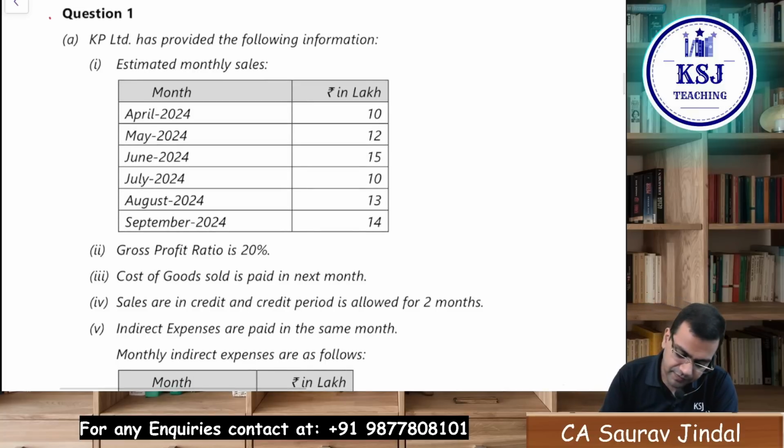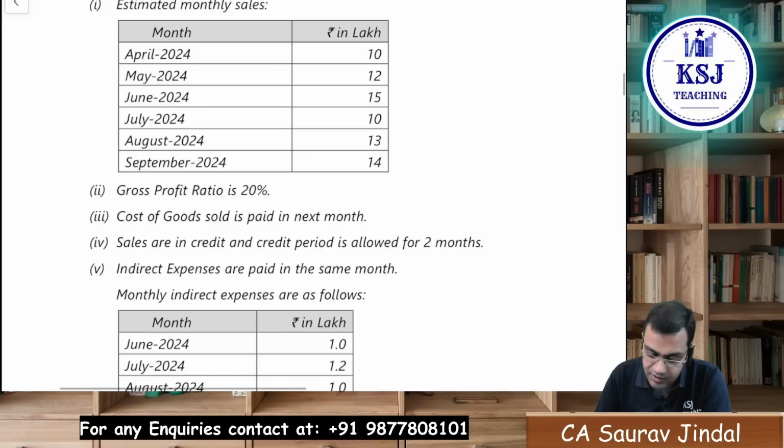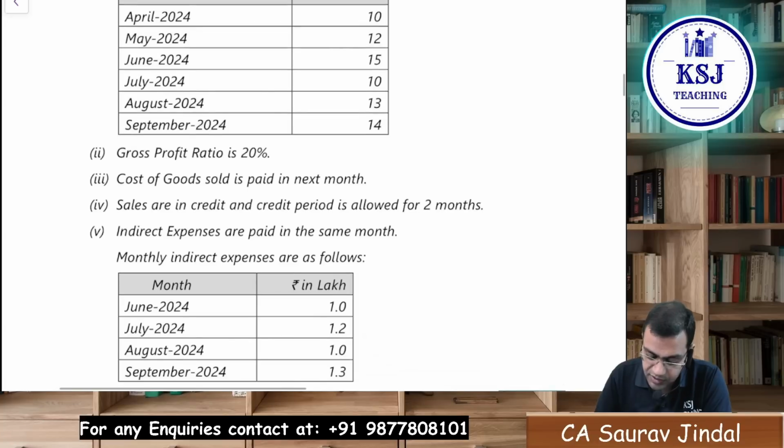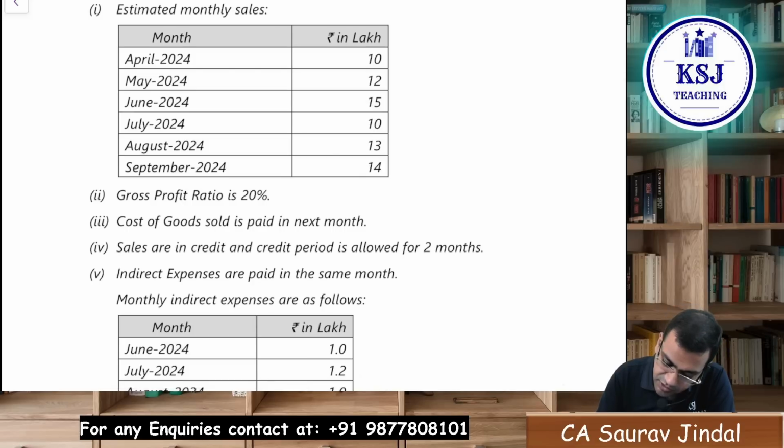Cash budget. The KP Limited has provided the following information. Estimated monthly sales are from April to September. The sales are given in lakhs. The gross profit is 20% and the cost of goods sold is paid in the next month. Can you tell me what will be the COGS here? What will be the COGS here?